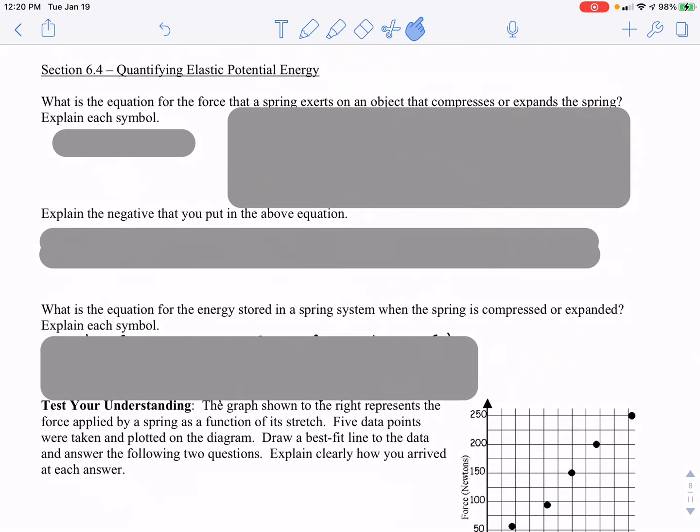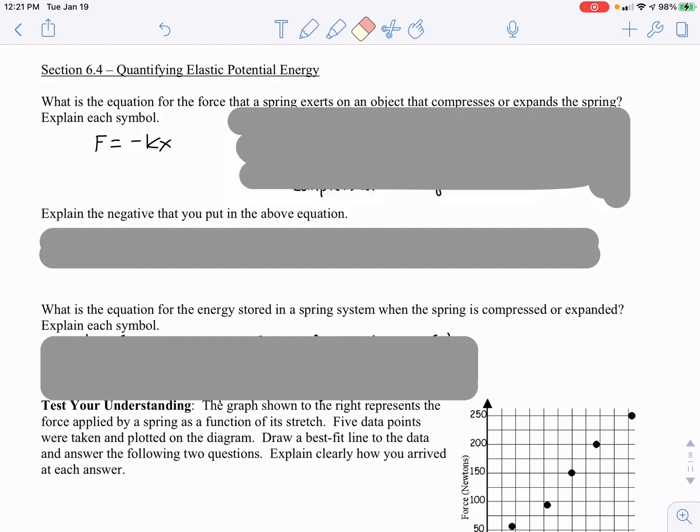Section 6.4, quantifying elastic potential energy. Again, please pause the video and rewind as necessary to get whatever you need for your notes. What is the equation for the force that a spring exerts on an object to compress or expand the spring? The equation is F equals negative kx.